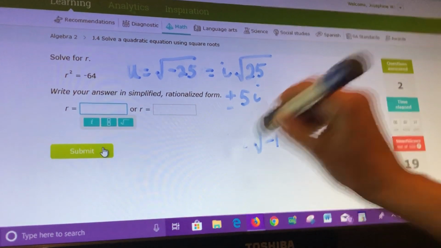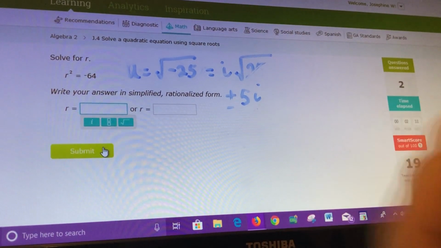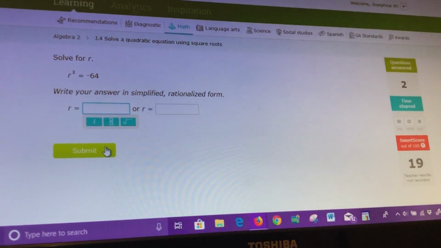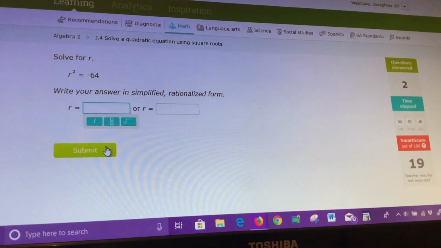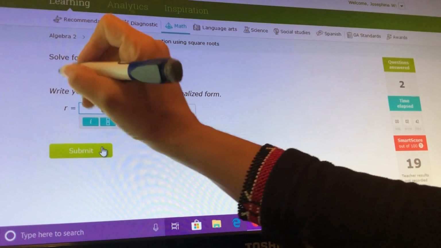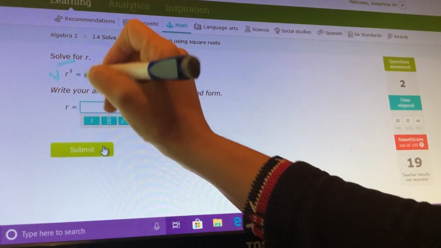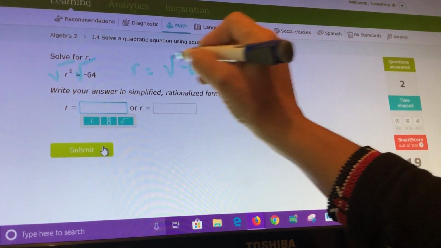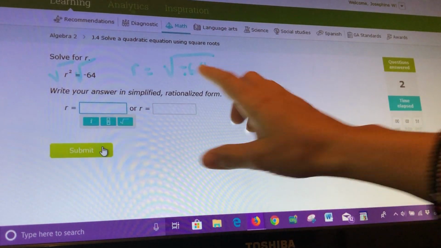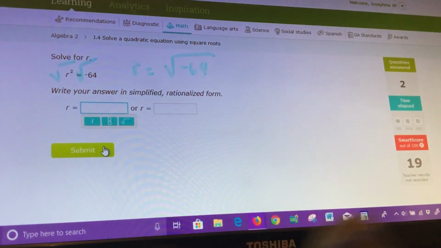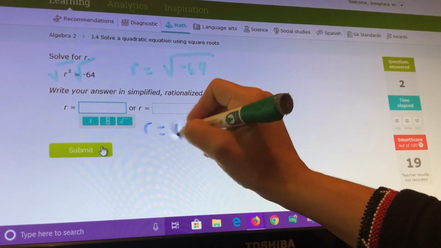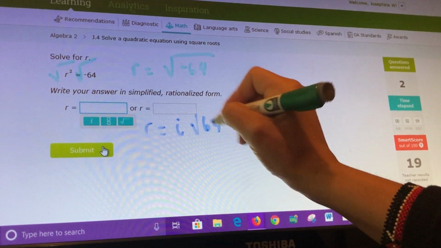All right. r squared is negative 64. So once again, anytime you have a negative, I want you to do i. So to find what r is, you take the square root of both sides. So r is equal to the square root of negative 64. Because it's a negative number, what are you going to do? You're going to put an i outside. So r is equal to i outside, and then it's square root of 64.